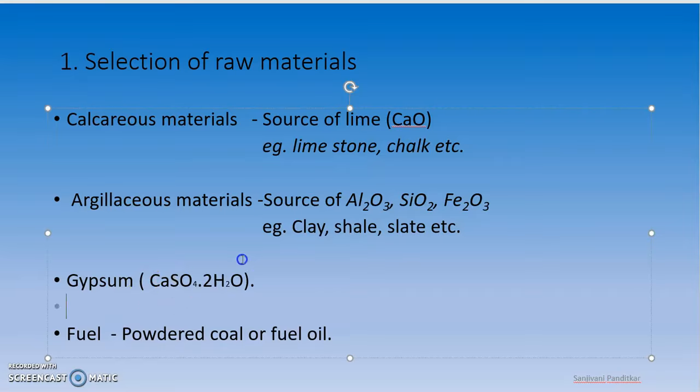Gypsum, that is hydrated calcium sulfate. It is used to delay the setting time of cement. And last is the fuel. Fuel is required for burning of raw material. That includes either powdered coal or fuel oil.